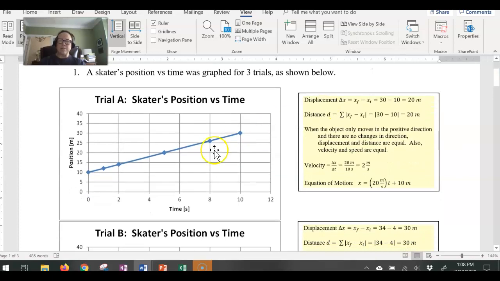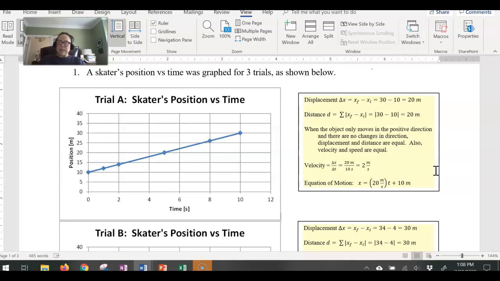In trial A, I see a position versus time graph which has a linear trend. It shows the skater beginning at a position of 10 meters, moving in a positive direction at a constant speed. I know it's a constant speed because speed is given as the magnitude of the slope. Since it's linear, the slope is the same for the whole trip. Over here in this yellow sticky note, we're looking at the difference between the displacement, the distance, the velocity, and the speed for this trial.